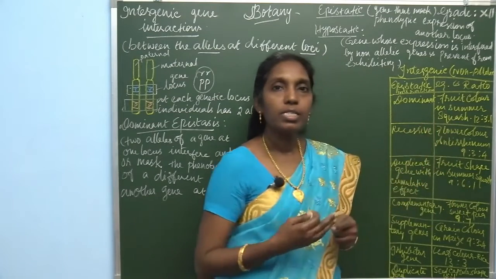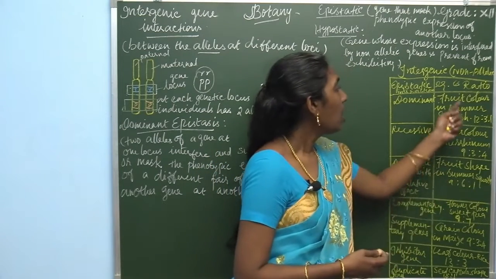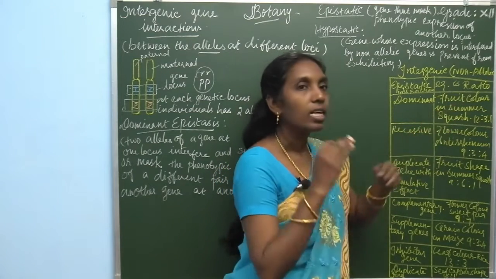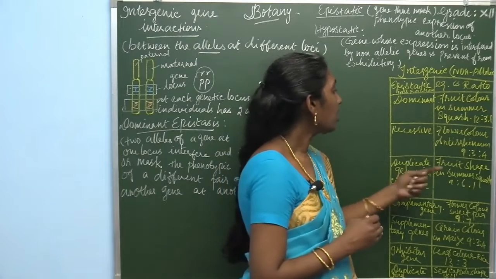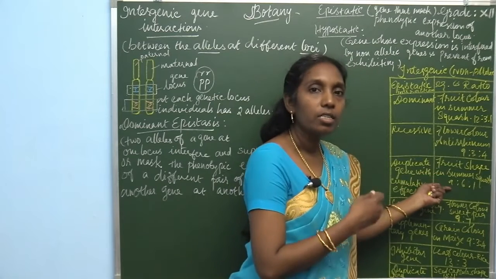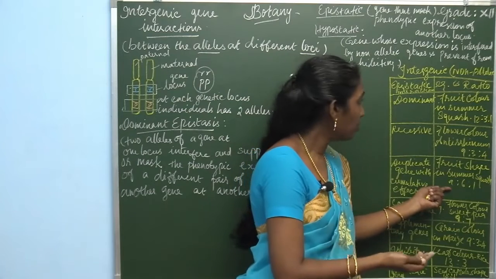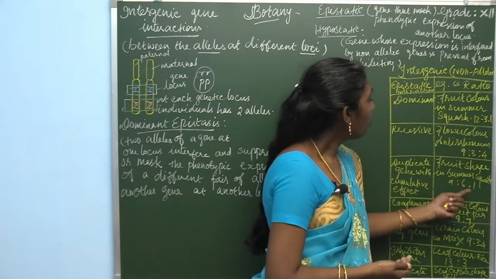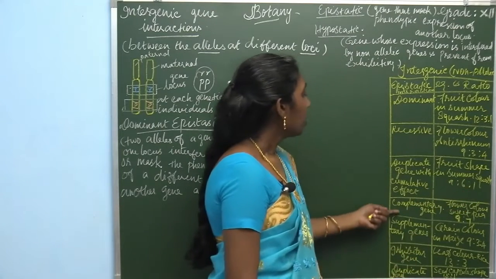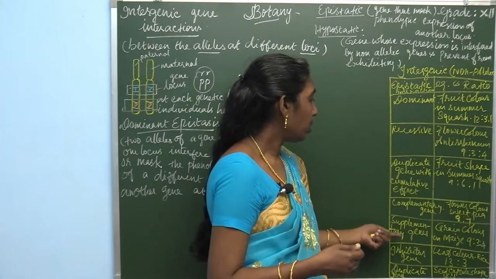Here in dominant epistasis it is the color of the fruit, and here it is the shape of the fruit in summer squash. Both the examples are summer squash, but in dominant epistasis we consider the color of the fruit in summer squash, but here the shape of the fruit. So here it's duplicate gene with cumulative effect. It gives the 9:6:1 ratio. Then complementary gene and supplementary gene interaction.